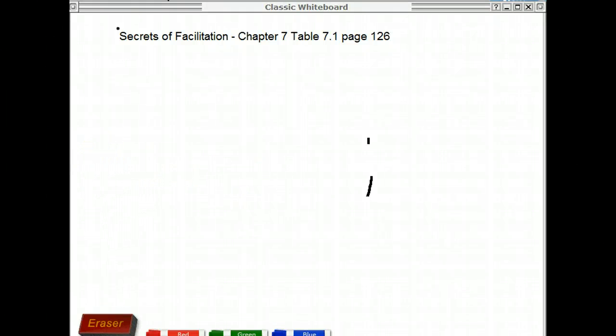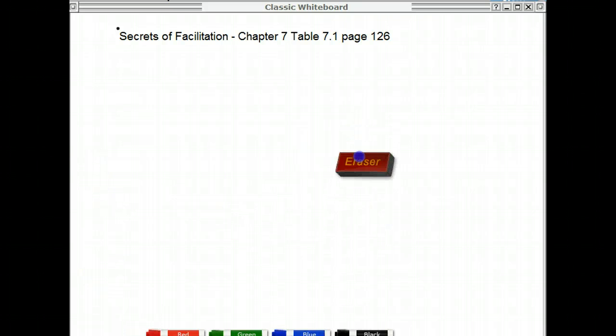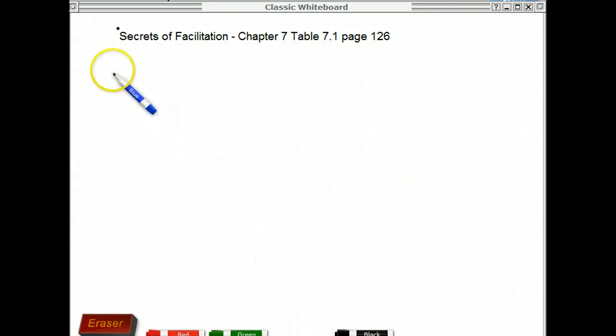Class, in Chapter 7, the Secrets to Information Gathering, Michael Wilkinson has provided us a toolbox, if you will, in this chapter, and listed in Figure 7.1 on page 126. Listed in this table are the major information gathering methods used by facilitators. There are 7 major functions outlined here, and it starts with gathering facts.